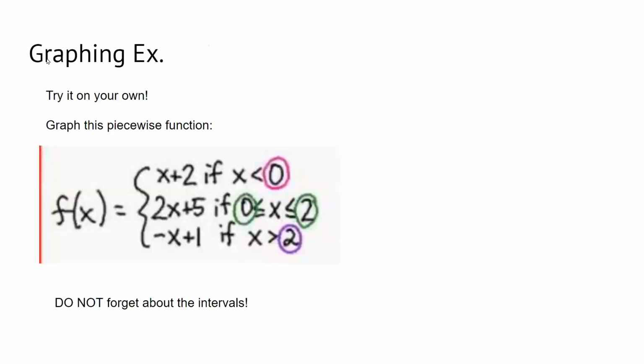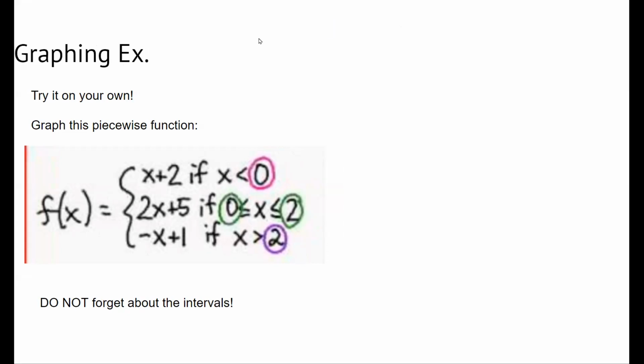Let's go ahead and try an example graphing this piecewise function. We are given the function x plus 2 if x is less than 0, 2x plus 5 if x is greater than or equal to 0 and less than or equal to 2, and then negative x plus 1 if x is greater than 2. Please do not forget the intervals, because that's what makes it a piecewise function. You can go ahead and try this a little bit by yourself before we move on.